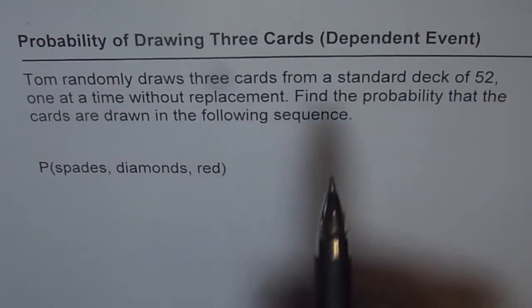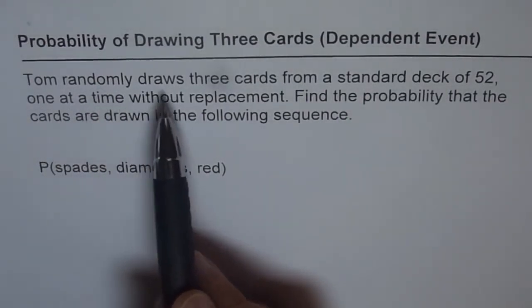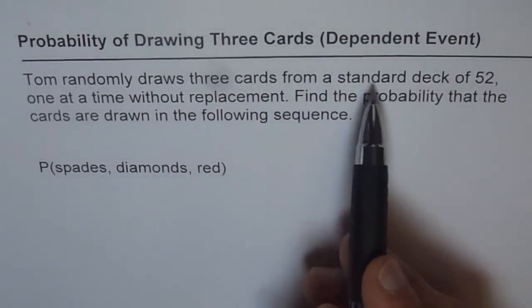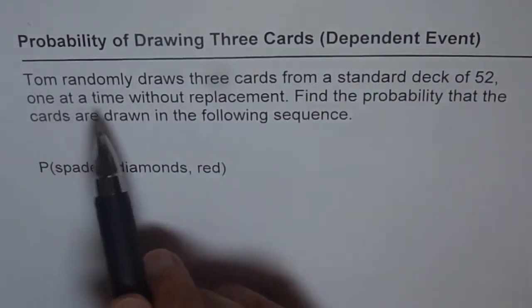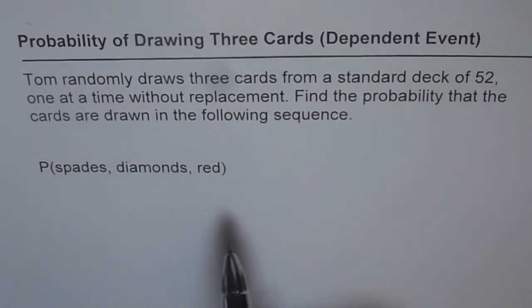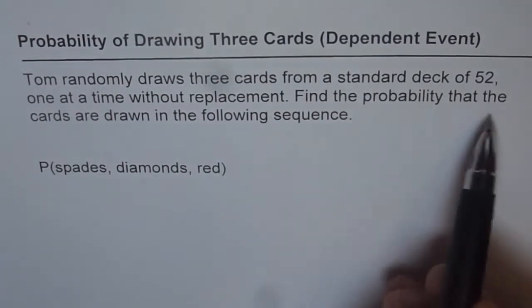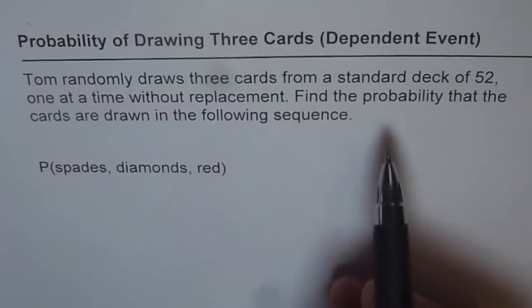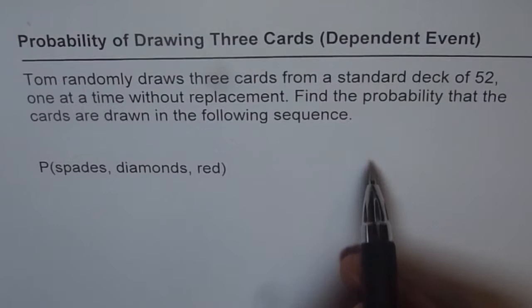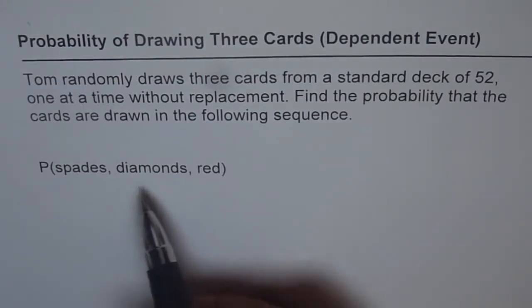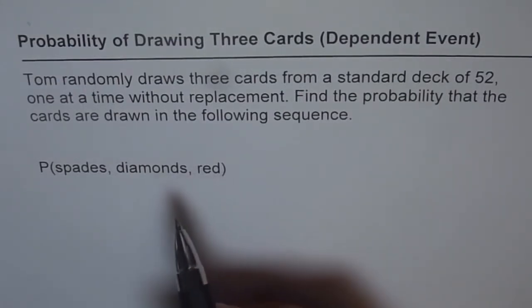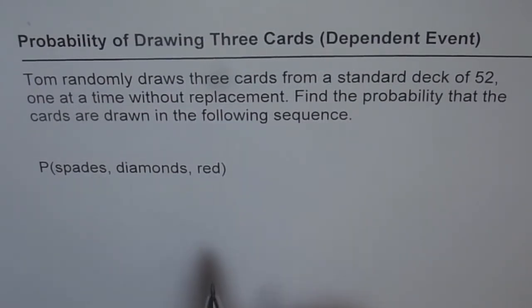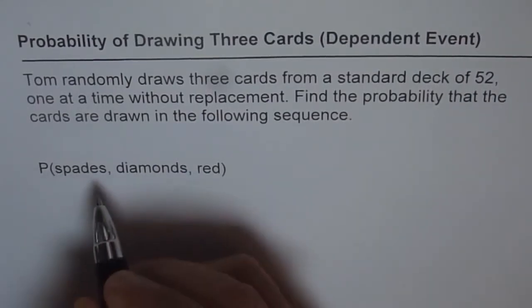Now let's go through the question once again. Tom randomly draws 3 cards from a standard deck of 52, one at a time without replacement. Find the probability that the cards are drawn in the following sequence. Now as you can see, if you draw one card, the number of cards decreases, and these events are dependent. So the probability of this sequence is the product of their probabilities, correct? So let's try to figure out how to get the answer for this.